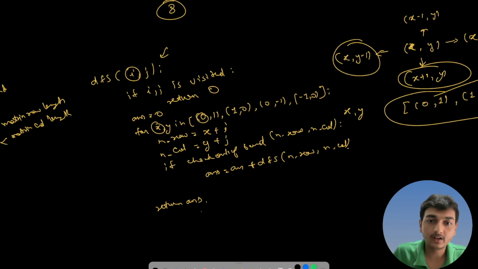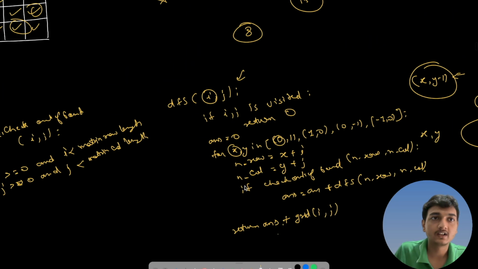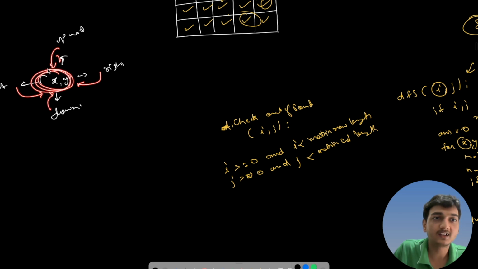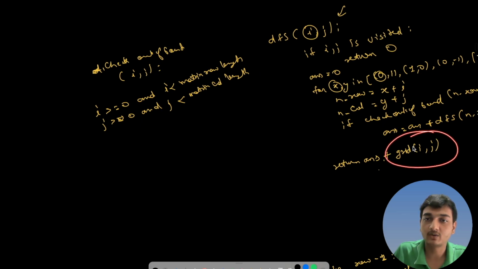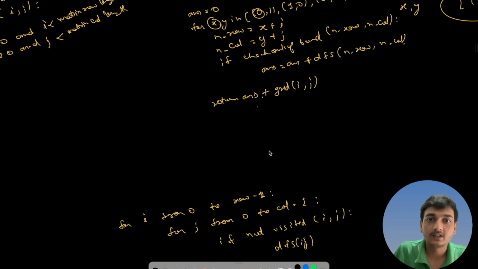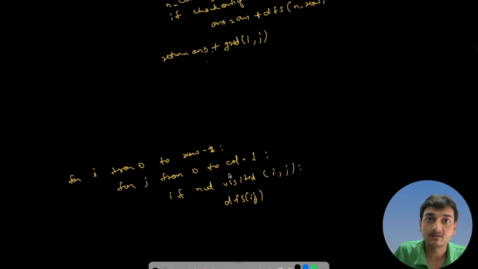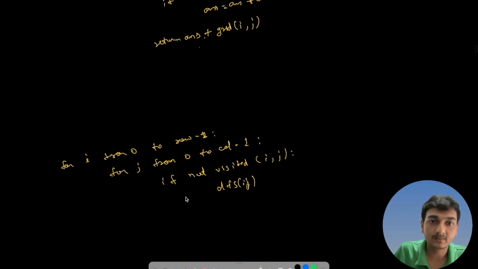So what do I need to return here? I need to return answer plus my current grid of i, j. Why? Because this will get me the answer from this side, this side, this side, but I'm not counting the current node's value, so I have to add this as well. That's why I'm writing grid i, j here. Super. So this is basically returning me the island sum.